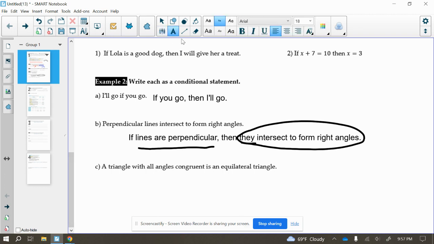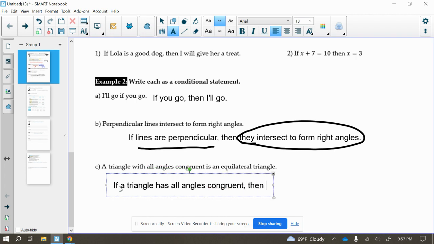Our last example then says a triangle with all angles congruent is an equilateral triangle. So we would say if a triangle has all angles congruent, then it is an equilateral triangle. So again, writing this so that we see the if, hypothesis, then conclusion.